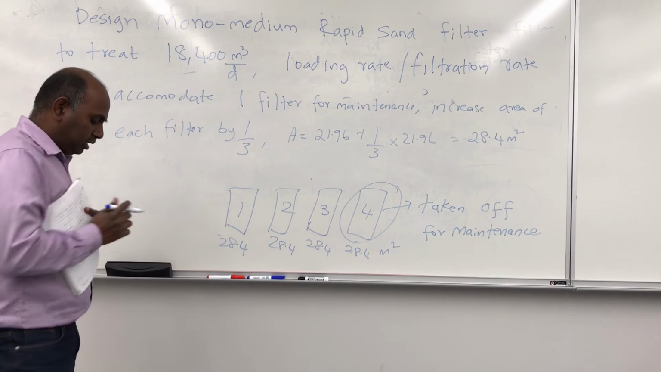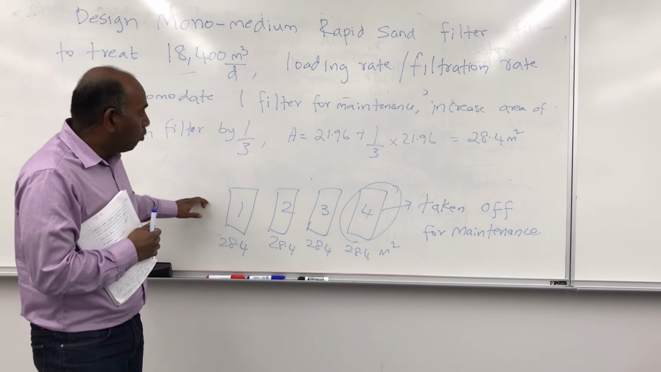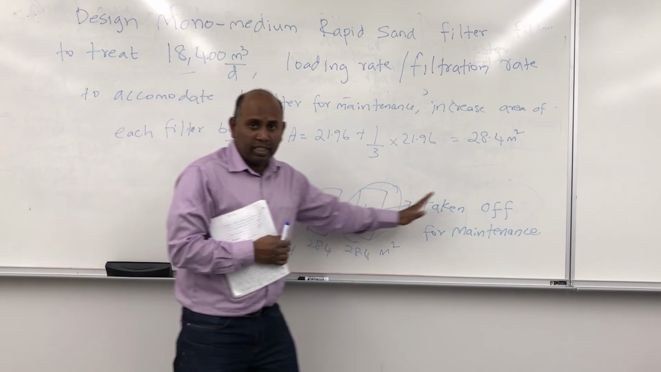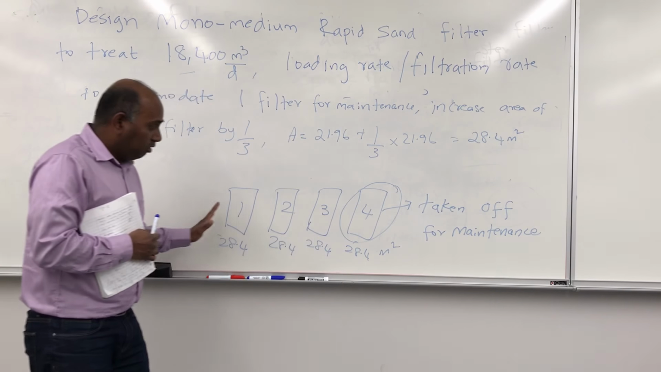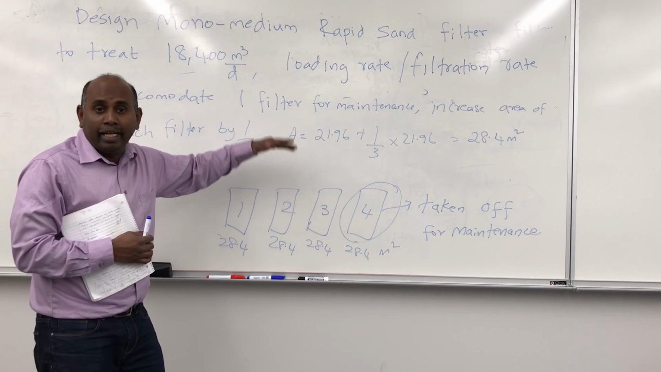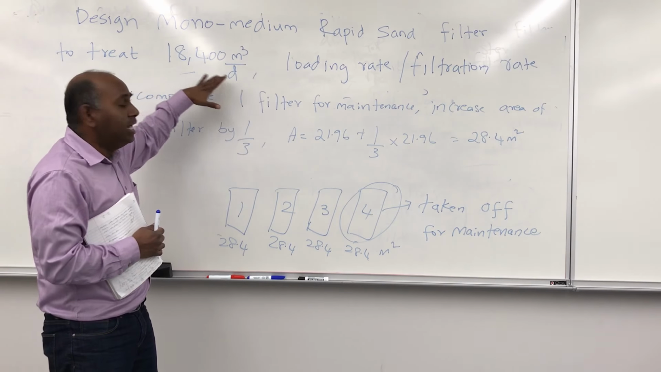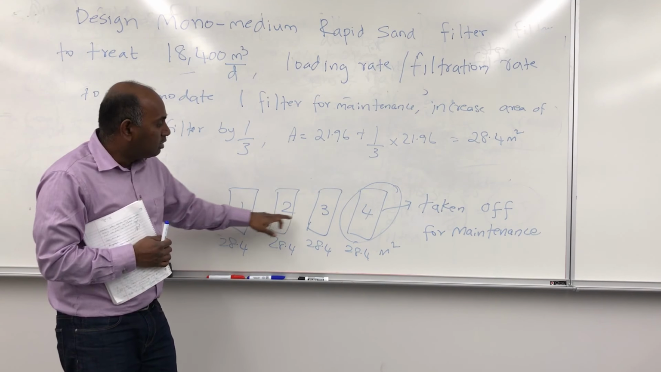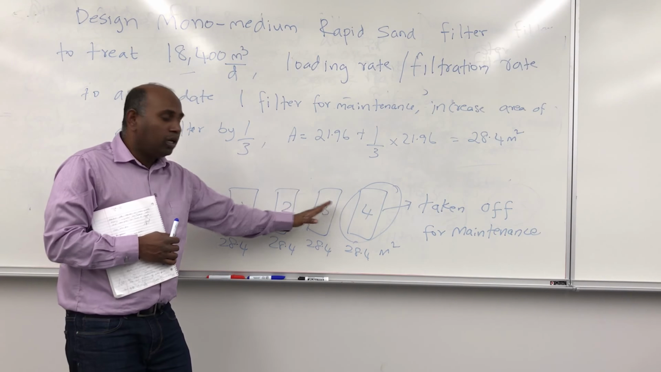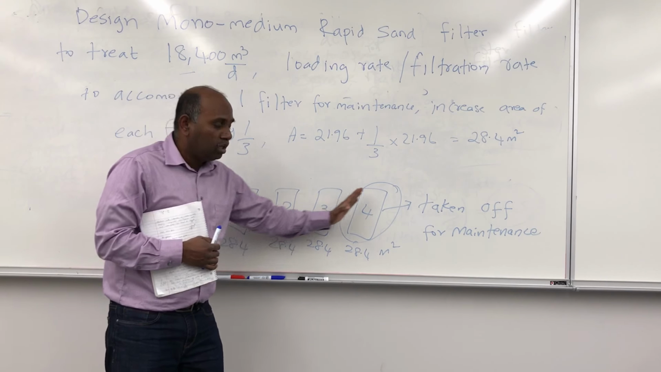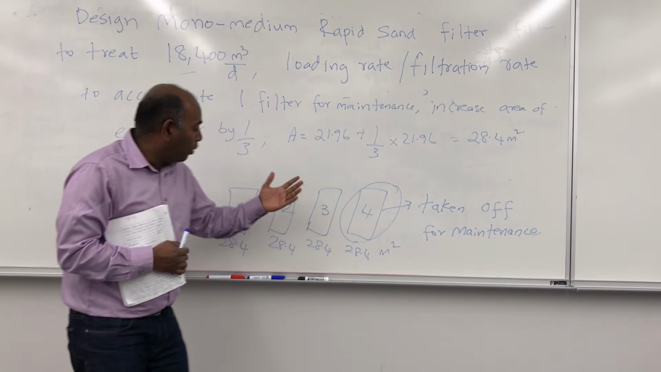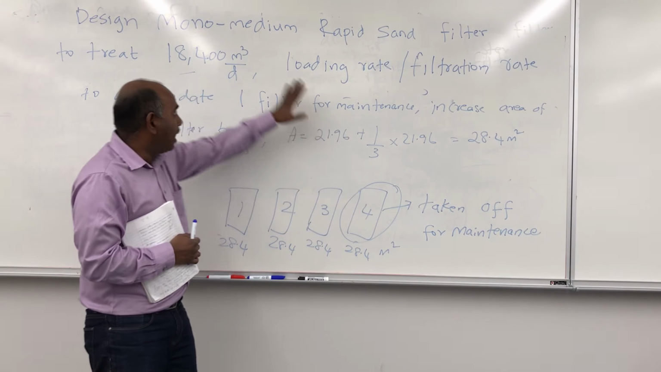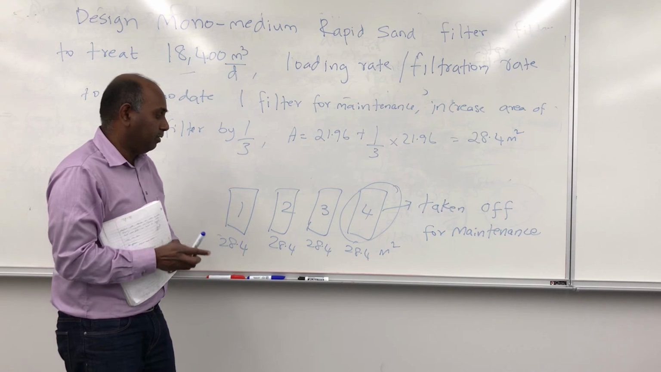So what this means is you are providing a little extra, 1/3 extra capacity in each filter. Thereby, when one filter is taken off for maintenance, filters 1, 2, 3 can handle the flow rate of 18,400 meter cube per day. That's why you increase the area of each filter by 1/3, so that you have 3 always in operation. The 4th one is in maintenance. So when one goes for maintenance, you'll have 2, 3, 4 in operation. That can handle the entire flow rate. That is the idea.